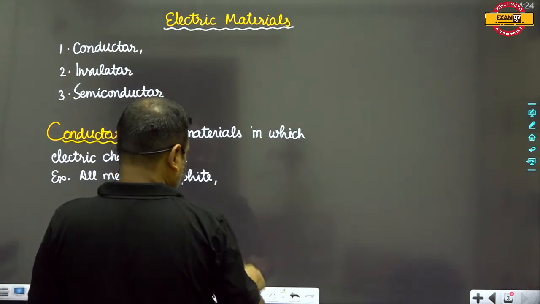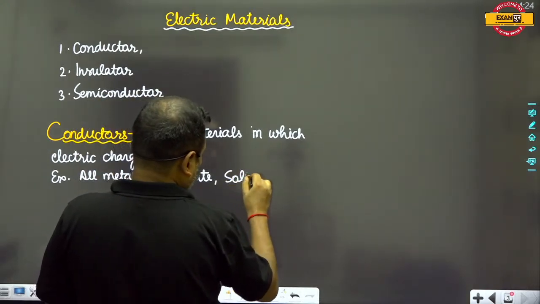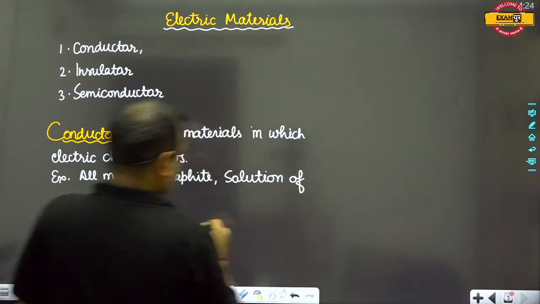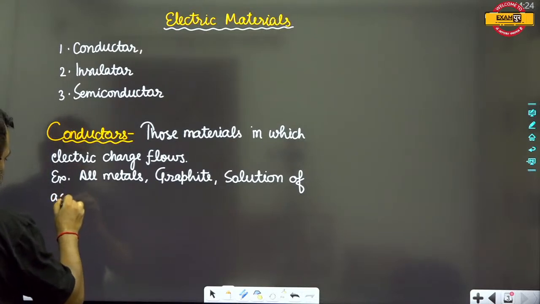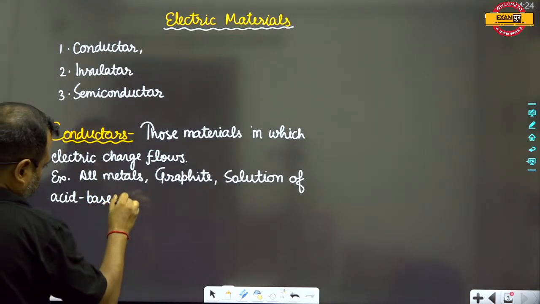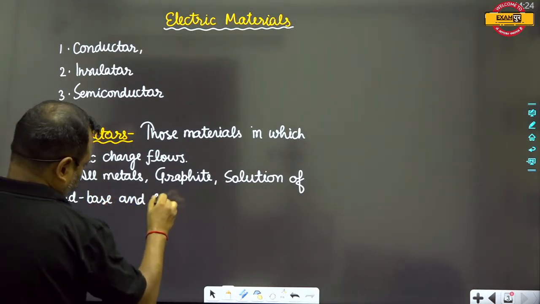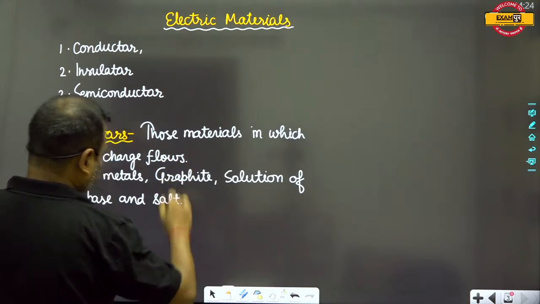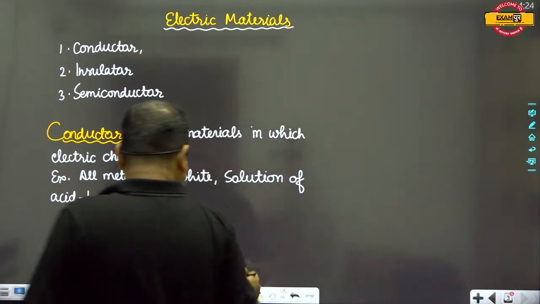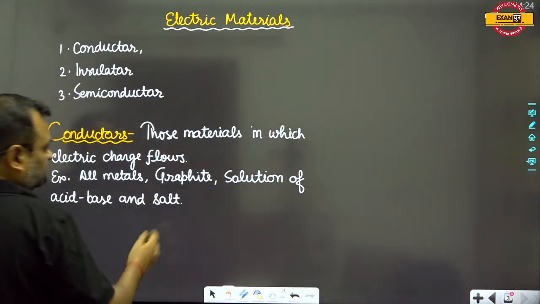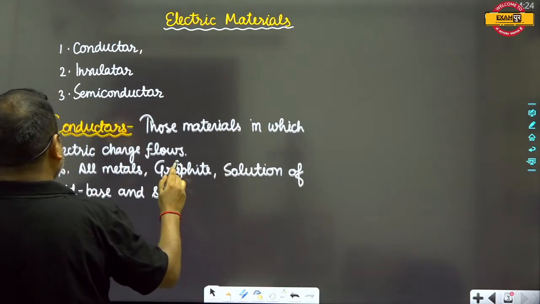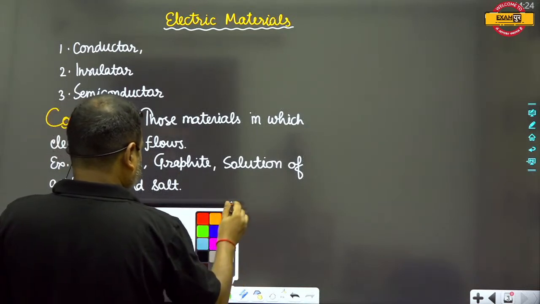All metals, graphite, and solutions of acid, base, and salt. Okay, acid, base, and salt. Now first of all I will tell you the examples of all these things.